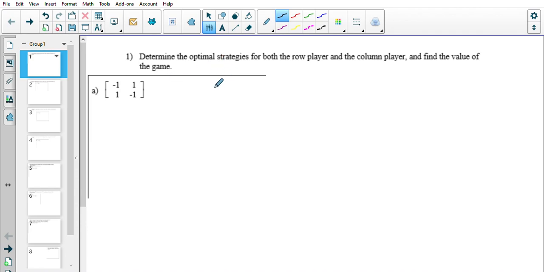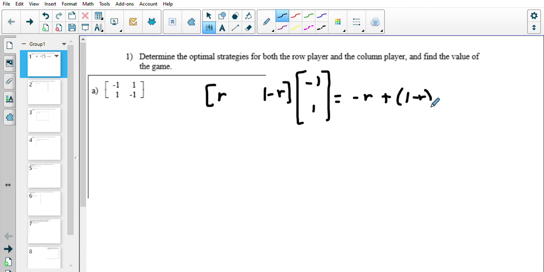So the row player is going to start with an arbitrary strategy, R and 1 minus R, as the breakdown among what percent they are going to play their first option and what percent they are going to play their second option, those 2 percents adding up to 100%. And then we'll compare those against both of the possible columns, doing that with multiplication. So we have R times -1 is -R, plus 1 minus R times +1. That gives us -R plus 1 minus R, or -2R plus 1.